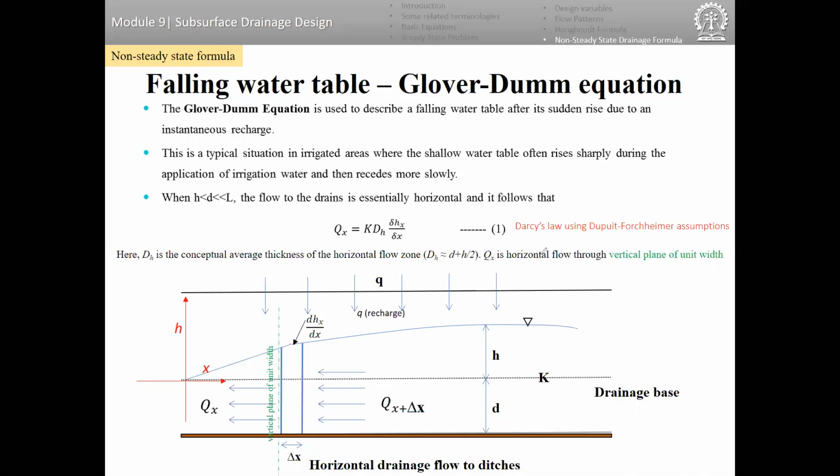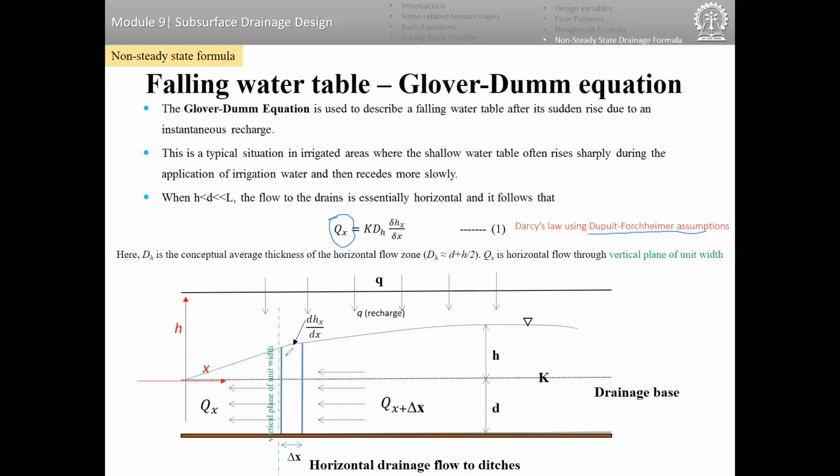Okay, so we all know how to write the horizontal flow expression; we have seen it in the previous classes. Let's say Qx is your horizontal flow, and we can apply Darcy's law by assuming the Dupuit-Forchheimer assumption: the flow lines or streamlines are parallel and equipotential lines are vertical. The flow is subjected to the water table gradient. So that is your Dupuit-Forchheimer assumption.